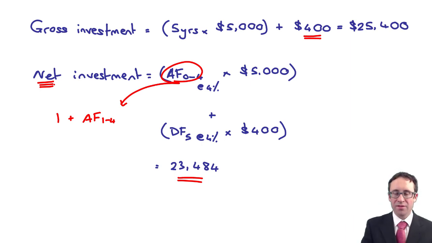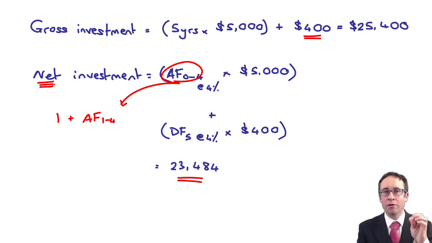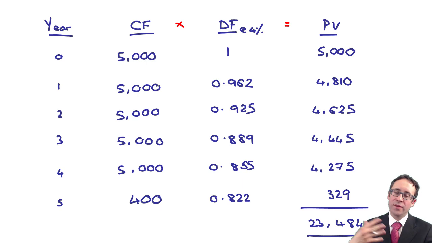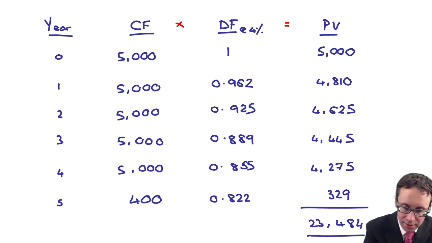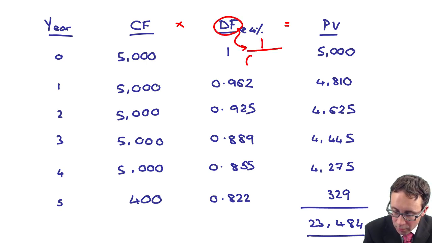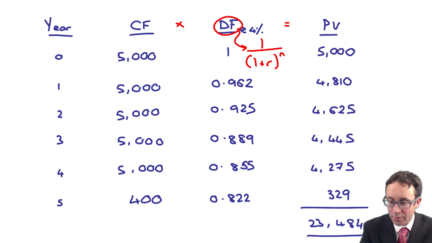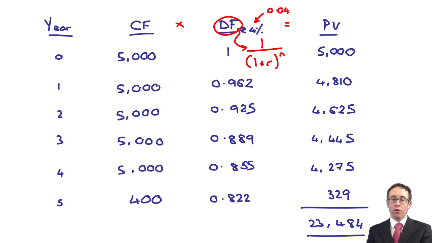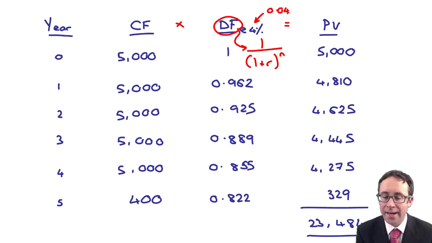What we've put there is the fancy way of doing it if you love your financial management. Alternatively, if you prefer to look at it in its most simple fashion, list out the table with the year, the cash flow, the discount factor, and the present value. If you want to remember how to work out your discount factor, it's 1 over 1 plus your discount rate to the power of n, where r is 4%, so 0.04, and n is the years 0, 1, 2, 3, 4, 5. Okay, excellent.